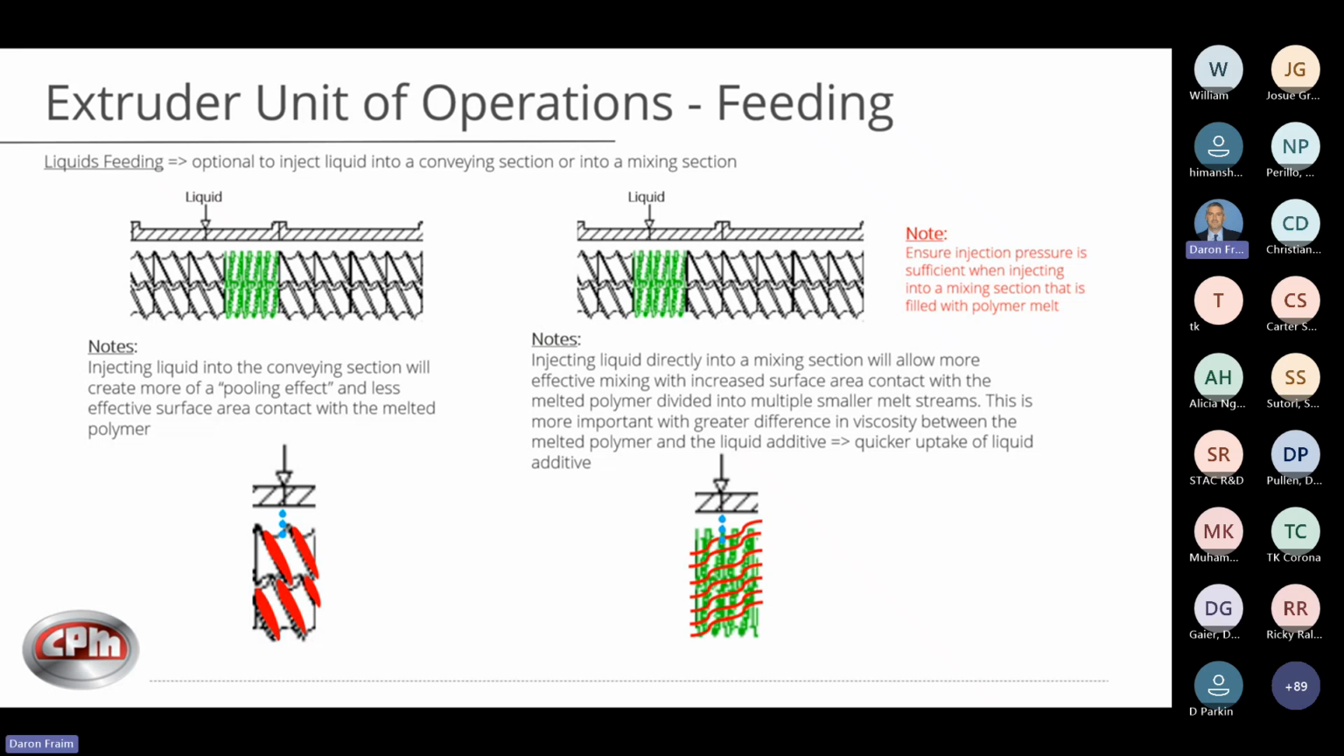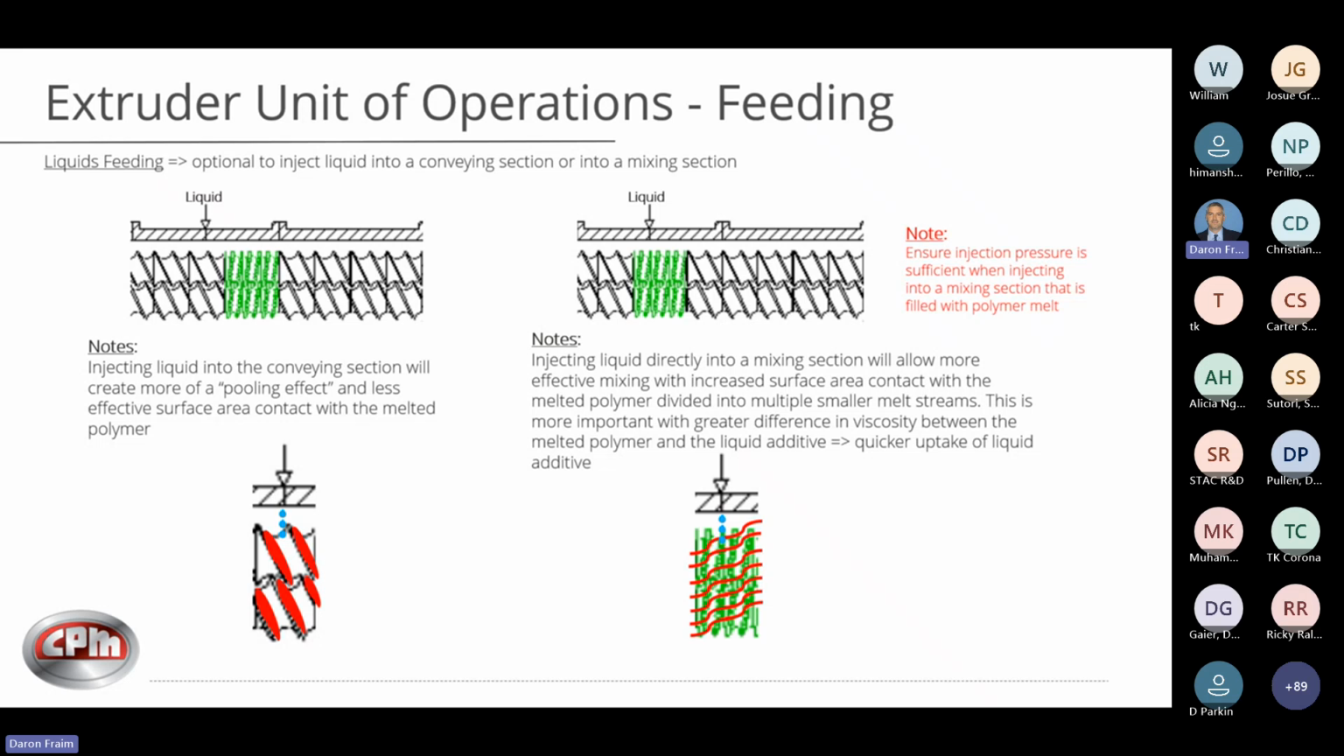And so you don't get quite as good surface area contact. Not to say it won't work, but there is somewhat of a pulling effect when you inject into that conveying element. Whereas if you inject directly into these ZMEs, you can see here on the right, as we talked about earlier, these gear type elements are very good at splitting that melt stream. Now you're injecting a lower viscosity liquid into a higher viscosity polymer, when that polymer is split into many smaller streams. So you get a much increased surface area contact with the polymer. So you get a quicker uptake of the liquid additive.